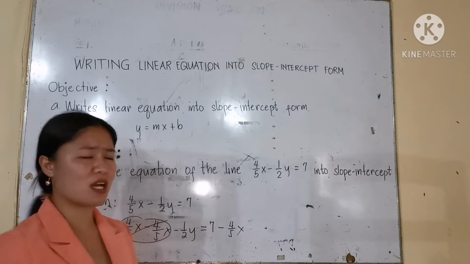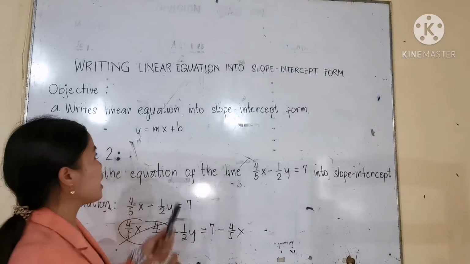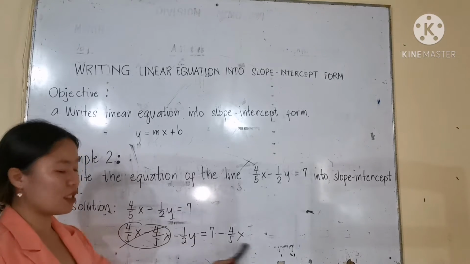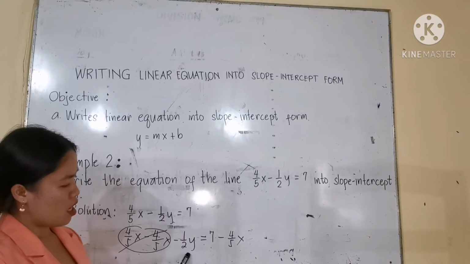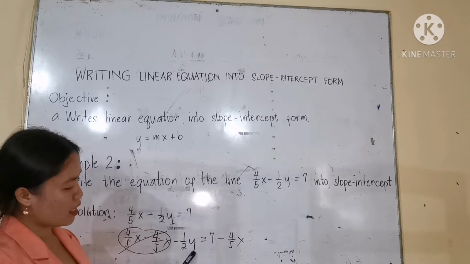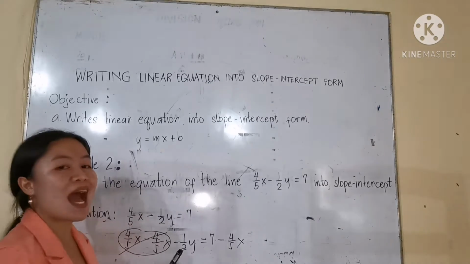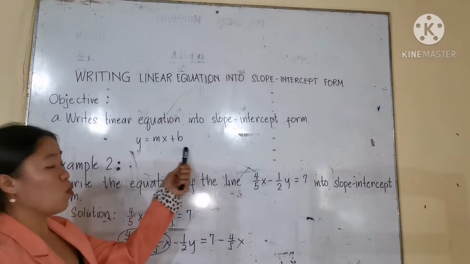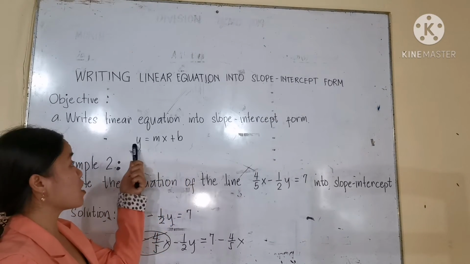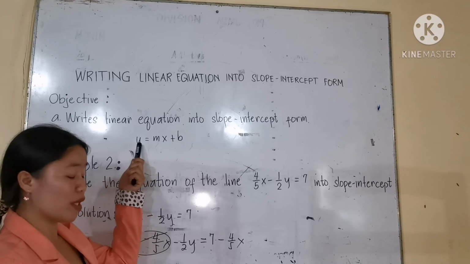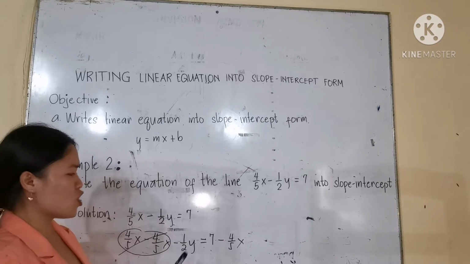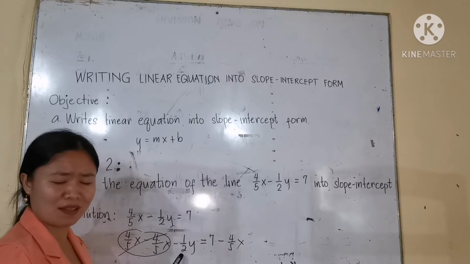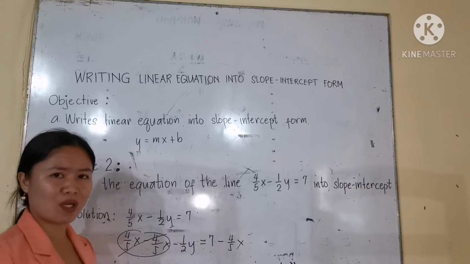Now the question is, are we done? Are we already in the form of y equals mx plus b? Let us take a look at the equation. The variable y here has its numerical coefficient, where the form is, it should be 1. The numerical coefficient is 1. So we're going to make this negative 1/2 into 1. How are we going to do that?